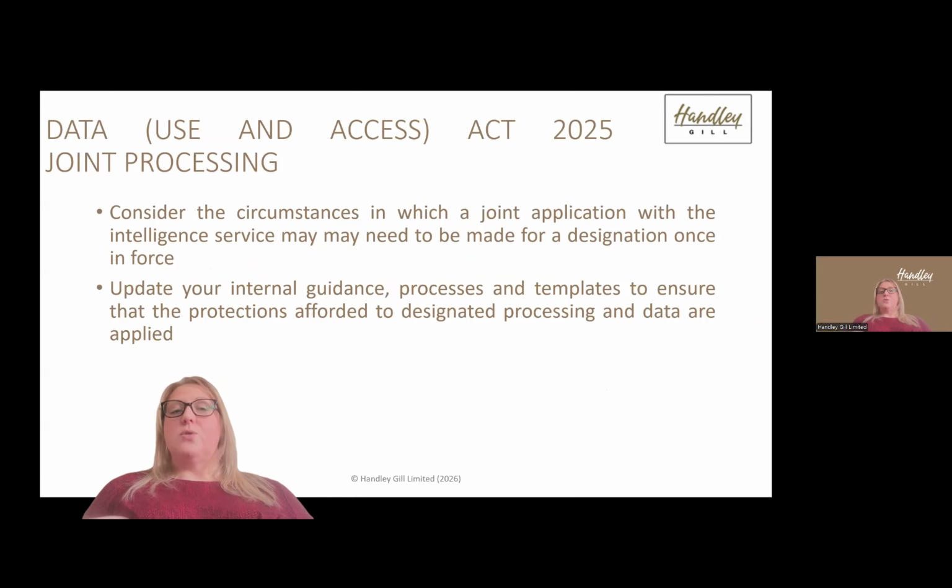So if you're a competent authority, you'll want to consider the circumstances in which a joint application with the intelligence service may need to be made and when you're applying for a designation. Now those provisions are in force, update your internal guidance, process templates and training to ensure the protections afforded to designated processing and data are applied and applied properly. You do not want to have designated data being erroneously disclosed.